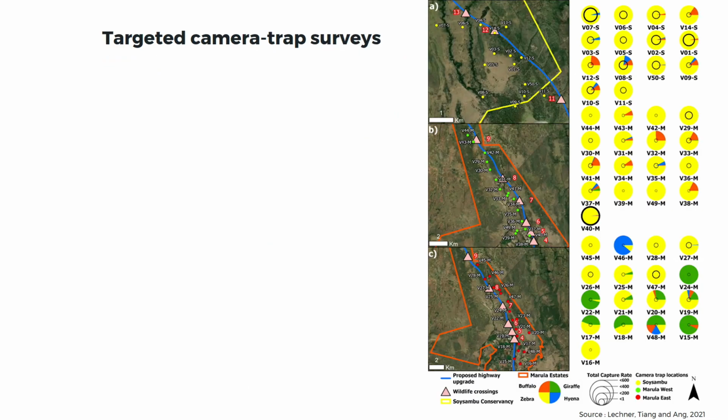This is just another way of showing the results of the camera surveys, and you can probably see that a bit better here. The yellow in this case is the zebra, the giraffe is in green and the buffalo's in red. The proportions of each circle represent the proportion of photos of each of those species.